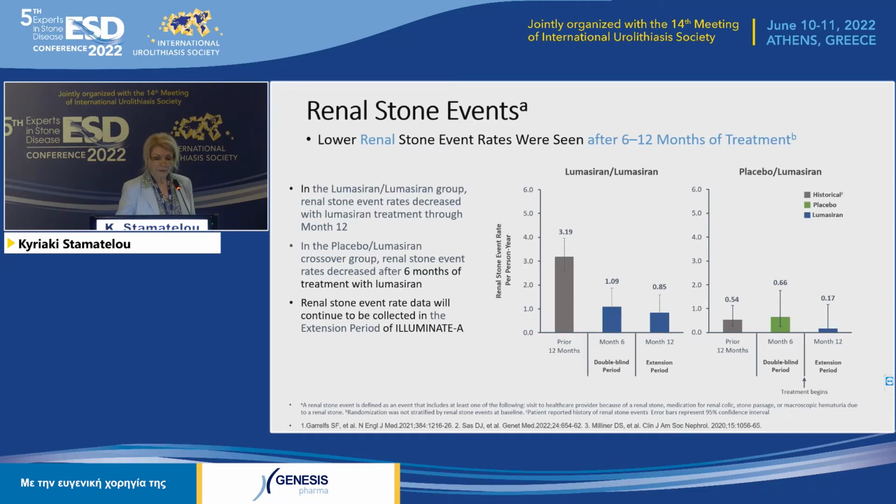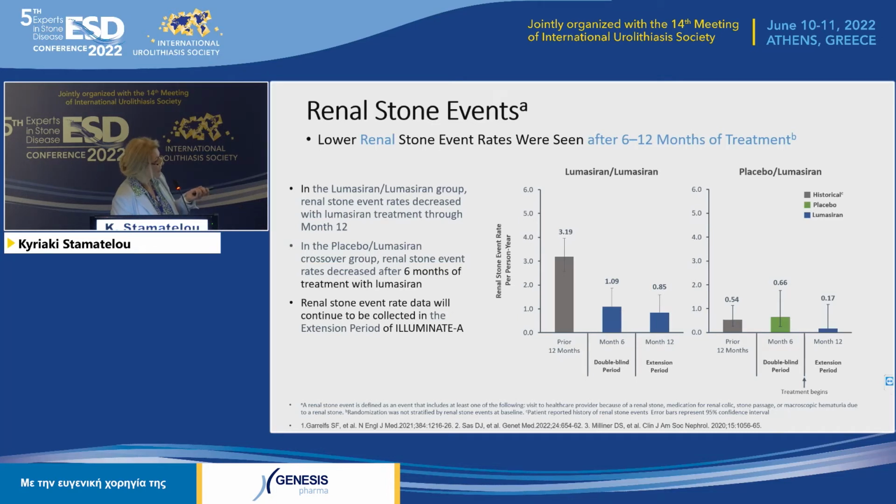This is a very interesting index. This is renal stone events. I think it's very important clinically for us clinicians. So patients who were on lumasiran, this is their group. This is their renal stone events before starting the drug. This is their renal stone events after 6 months on the drug, and this is 12 months on the drug.